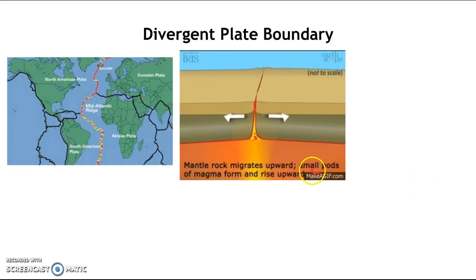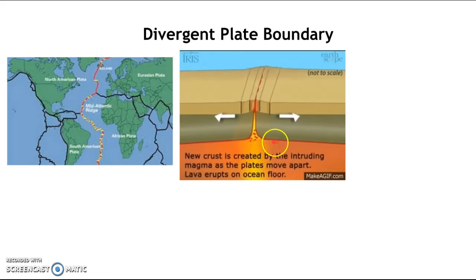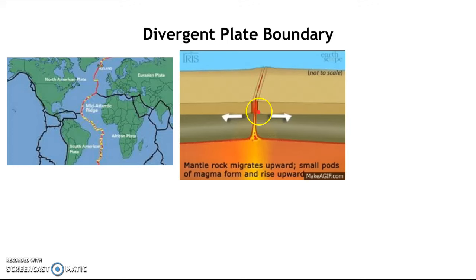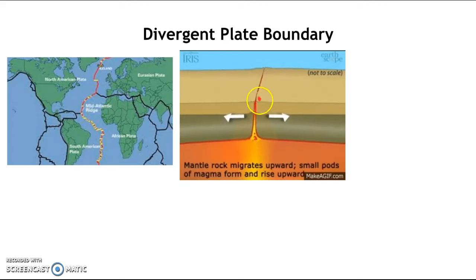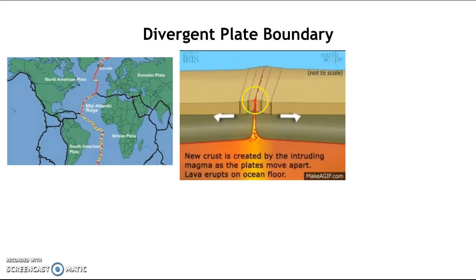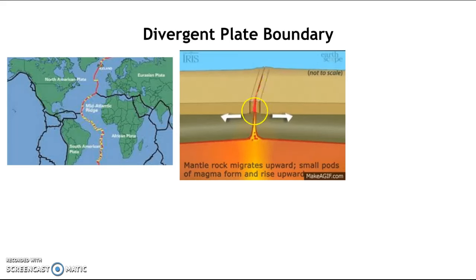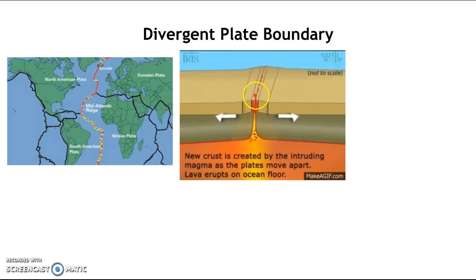As you can see here, as they separate, magma is pushed up from below, and it replaces that area that's left in the middle, cools, and becomes new land. So it's not that there's a big hole that's left in the Earth. There's constantly new land that's coming up, cooling, and creating newer crust.